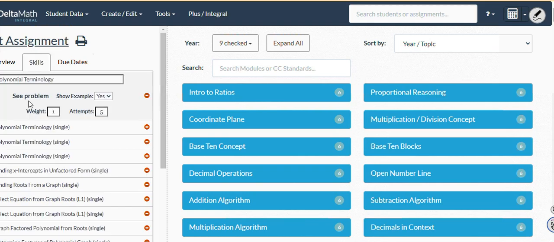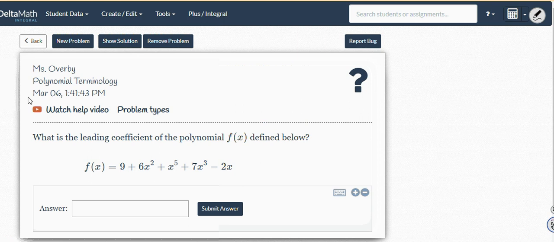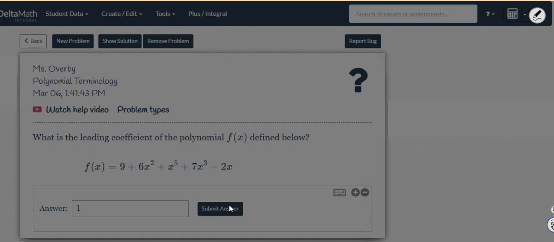All right, so the first one, it's talking about terminology. It says, what's the leading coefficient? They're trying to trick us here because this polynomial is not set up in descending order, right? So we've got to hunt down the term with the highest power, that's x to the fifth, right? And so what's the coefficient in front of x to the fifth? 1. That's right.